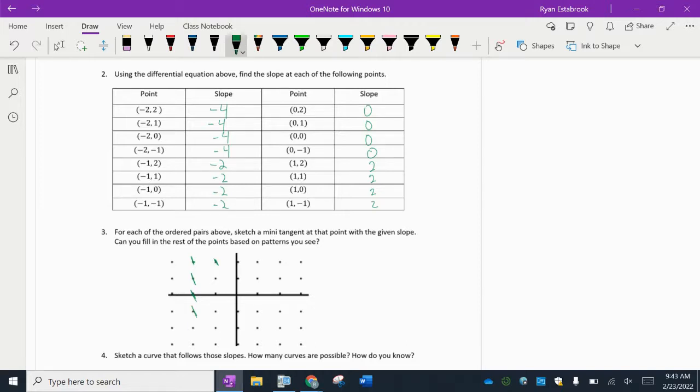Negative 1 comma 1 has that same slope, so aim down 2 over 1, so I'm aiming at this point. All of these in this column should be parallel to each other. They all have the same slope of negative 2, so I have this whole column done. Next, 0, 2 has a slope of 0. This is an easy one. That's just a horizontal segment. All of these are going to be just horizontal.